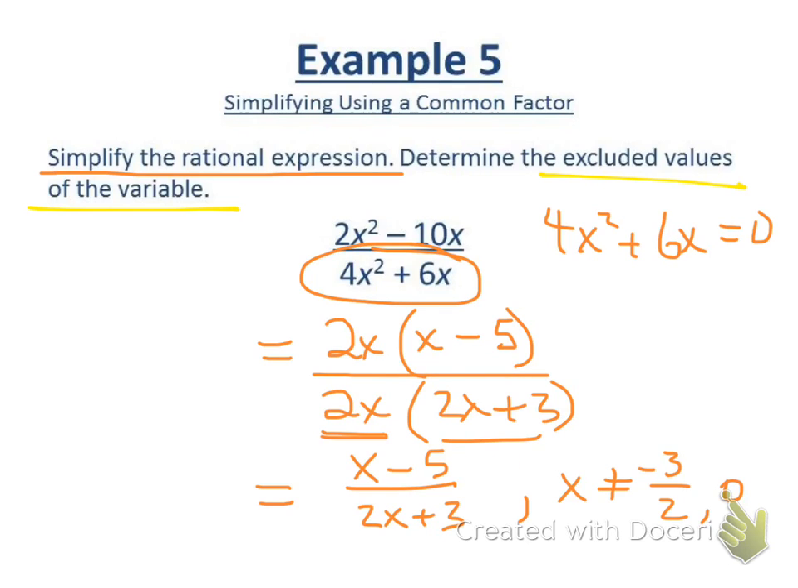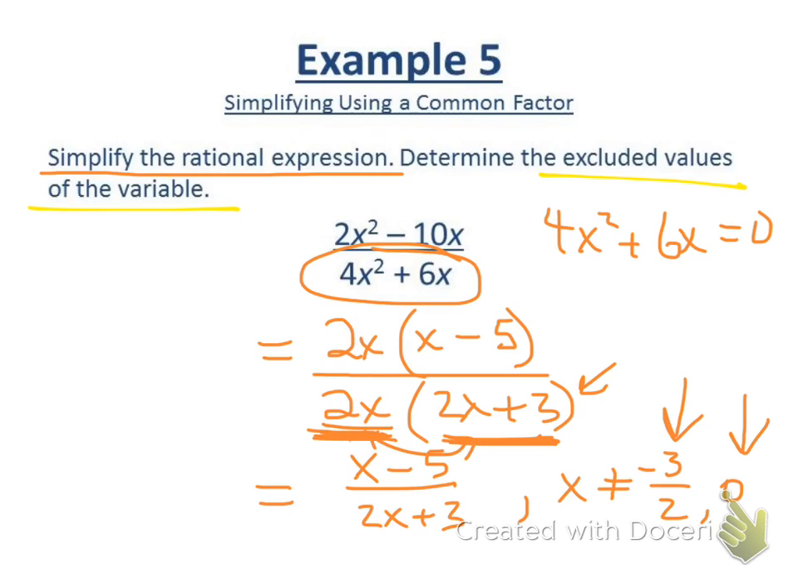If either one of these things is 0, pay attention. If this thing is 0 or this thing is 0, then 0 times anything else is going to be 0. So when is 2x equal to 0? When x equals 0. When is 2x plus 3 equal to 0? When x equals negative 3/2.